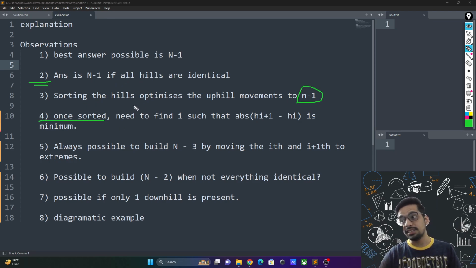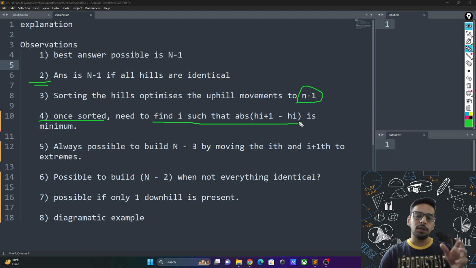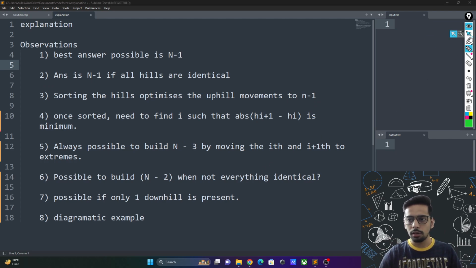So let's think of ways to minimize that. Let's say you're able to find an i such that the difference between the ith and the i plus 1th hills is the minimum possible. You can potentially move these two hills to the extremes. Let me give you an example here.